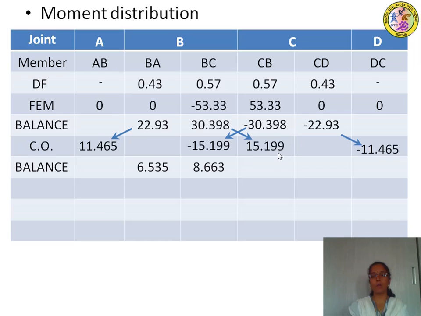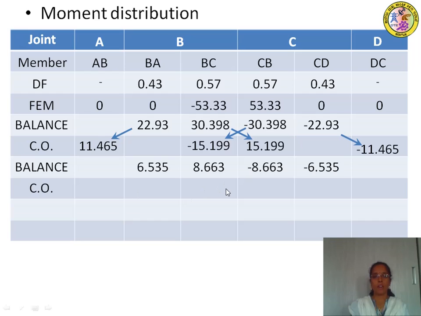Therefore balancing moment will be minus 15.199. So minus 15.199 into 0.57 will be equal to minus 8.663. Then minus 15.199 into 0.43 will be equal to minus 6.535. So that is the balancing of the joint B and C. Next again go for the next cycle of carryover.